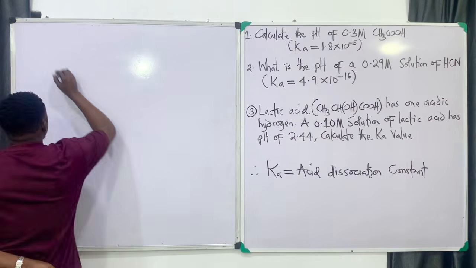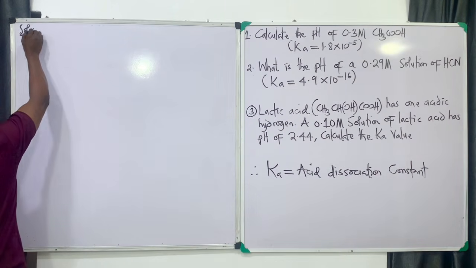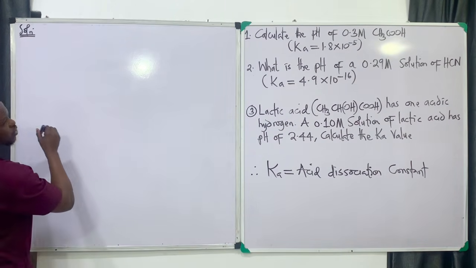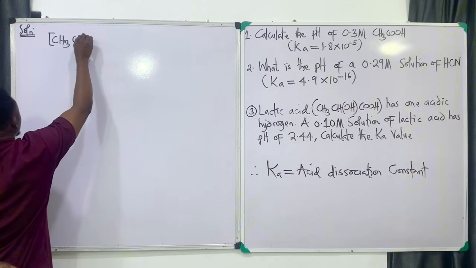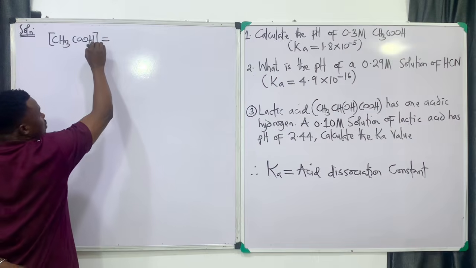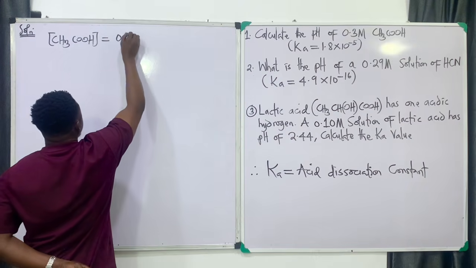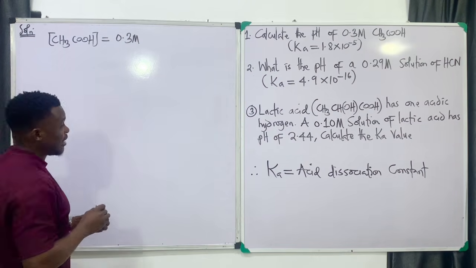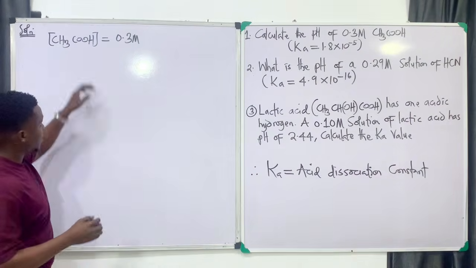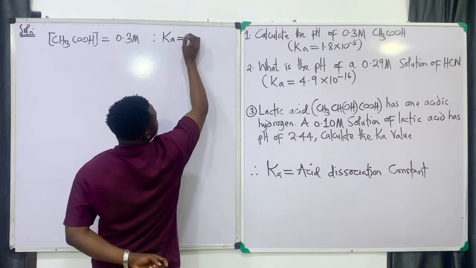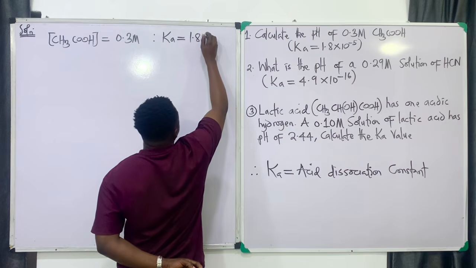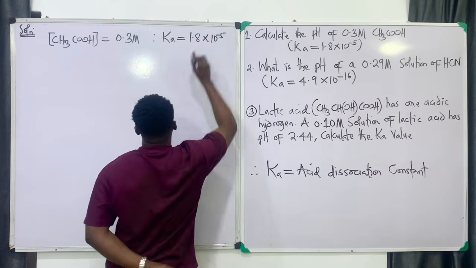For the first one, we have the concentration of the acid, CH3COOH, equals 0.3 molar. Class, do not forget that the square bracket stands for concentration. And then Ka equals 1.8 times 10 raised to the power of minus 5.